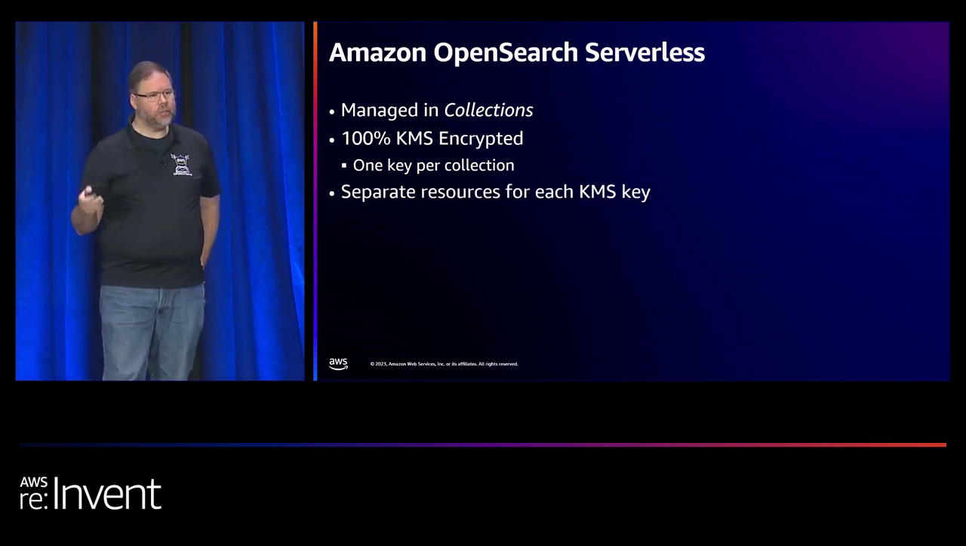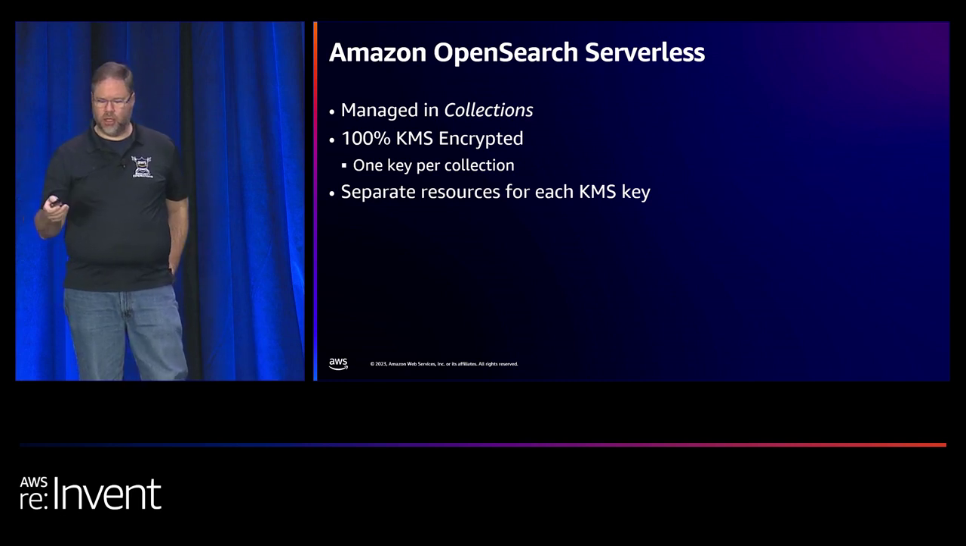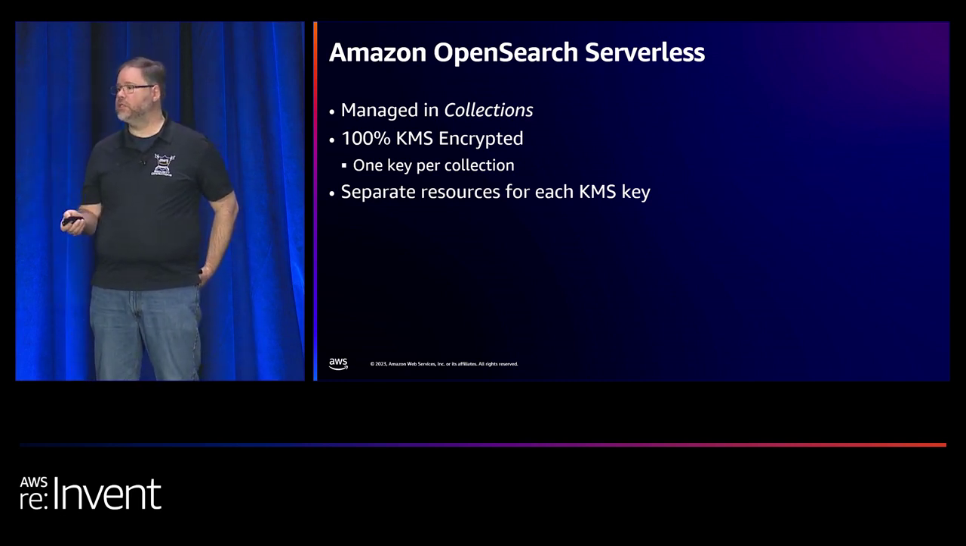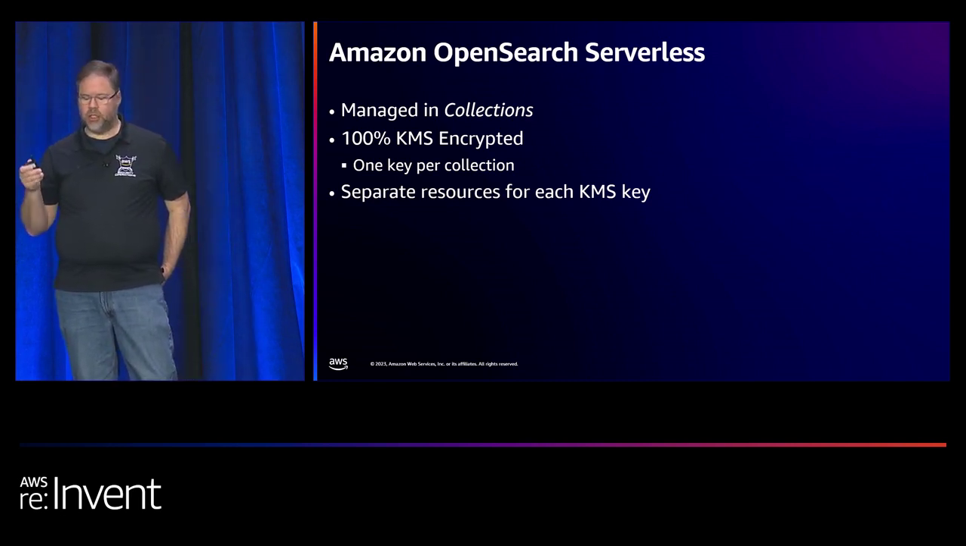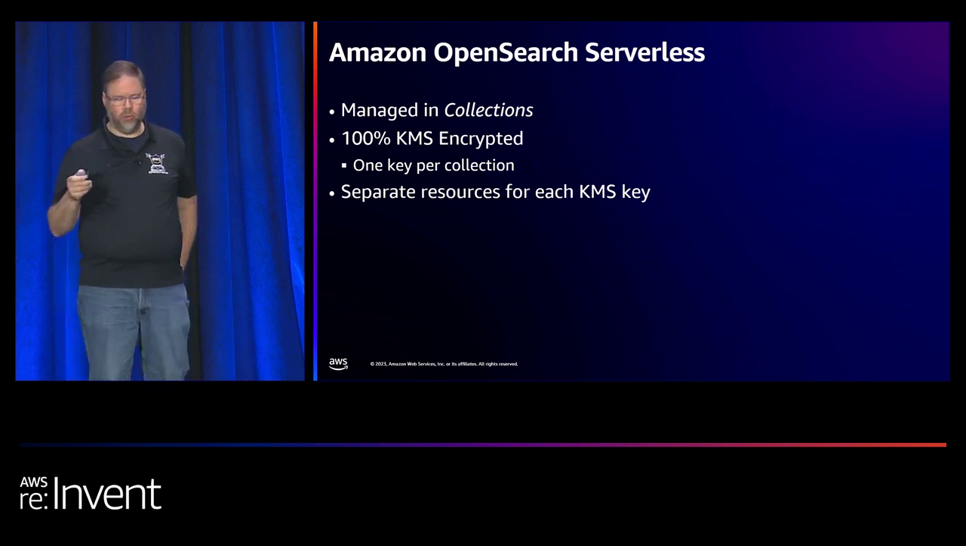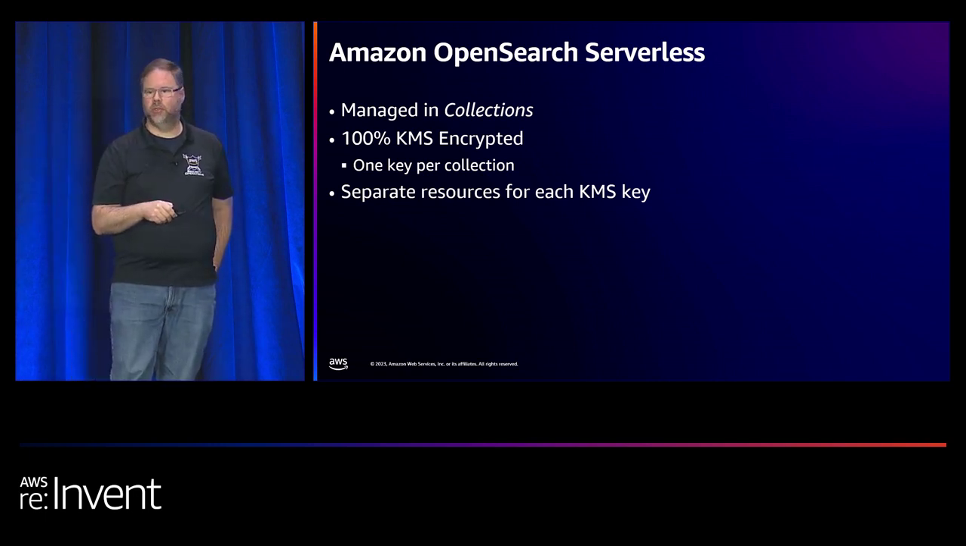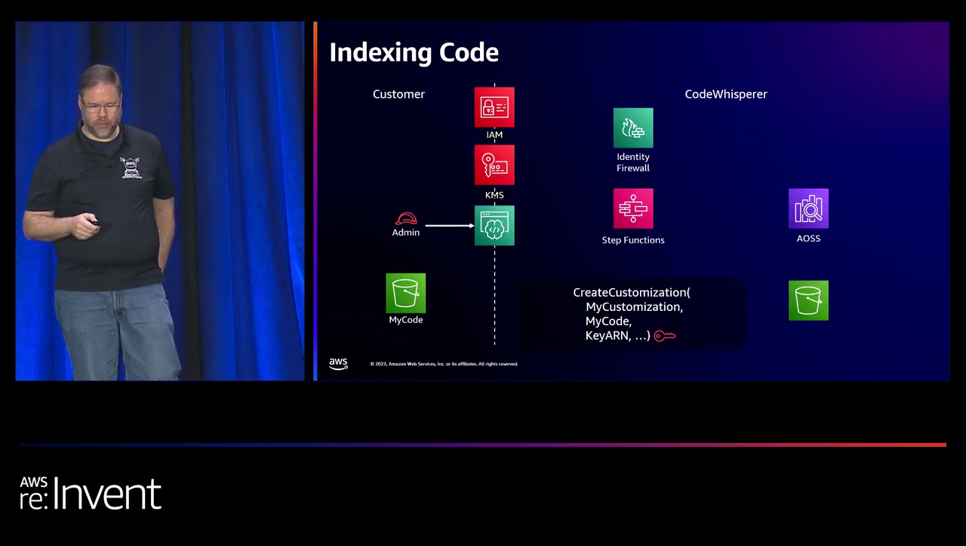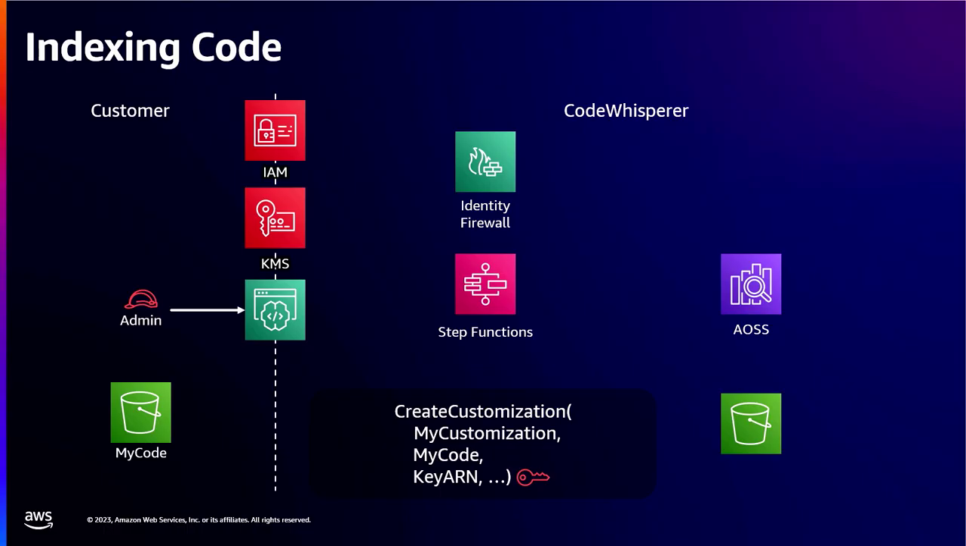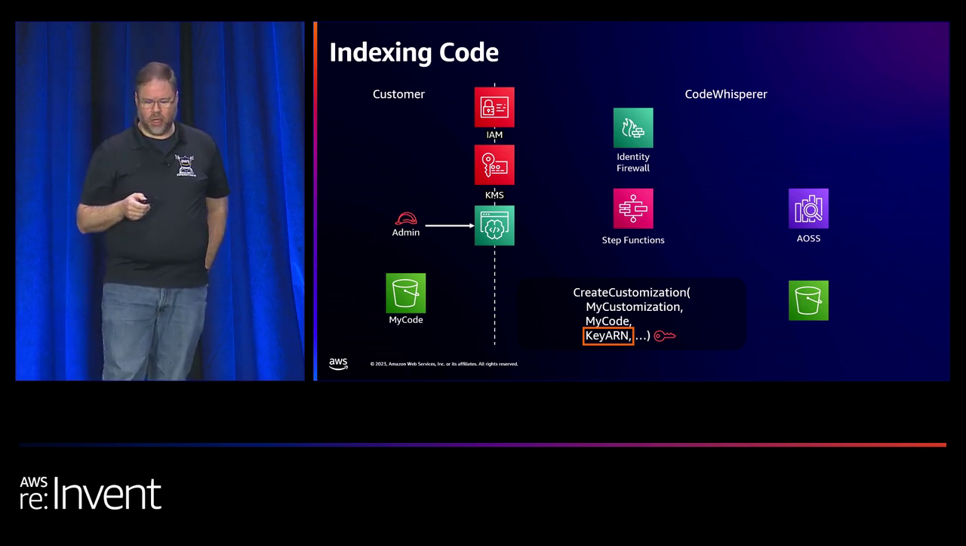Multiple collections can share the underlying compute as long as they use the same KMS key. A collection that uses a different KMS key will be placed on separate Amazon OpenSearch Serverless compute. So when the customer calls in to create a customization, they can optionally pass in the identifier for a KMS key. If they do so, that's what we're going to use to encrypt all of the data for this customization at rest. If they don't, again, we're going to use our own key.